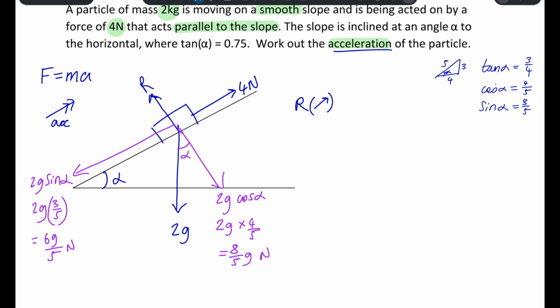We've now resolved the 2g force. There aren't any other forces to resolve. We should just be aware that the reaction is going to equal 2g cos alpha, or in this case 8 over 5 g newtons. That's what the reaction is. We don't need to work that out. That's in equilibrium. And then parallel to the slope, we're going to have to take these away by subtracting them, and then using the formula F equals ma.